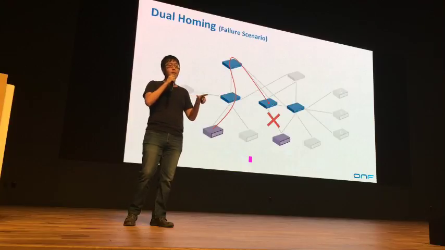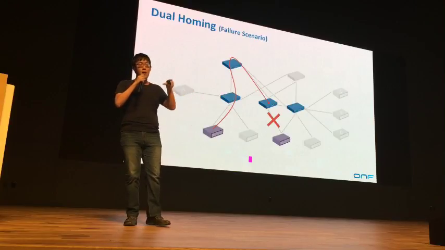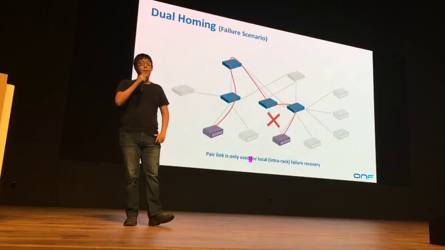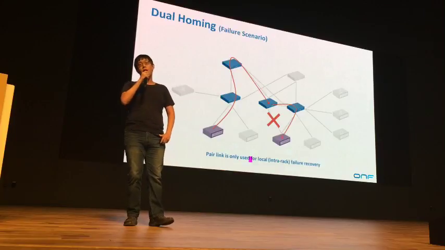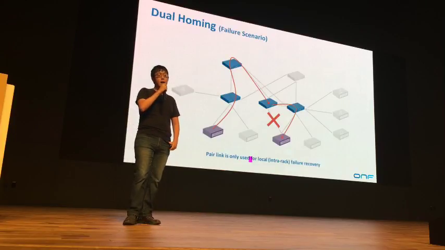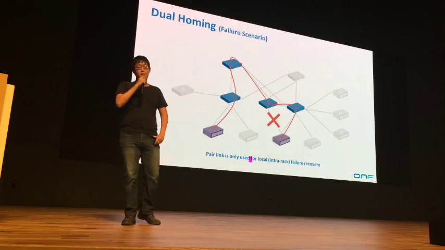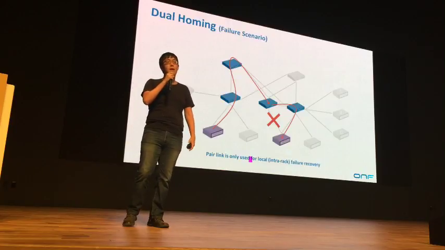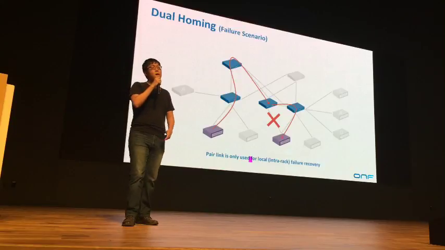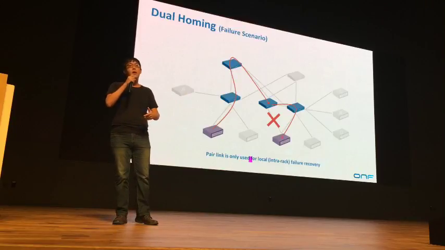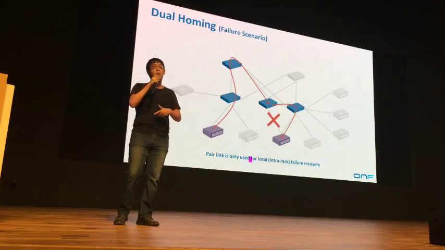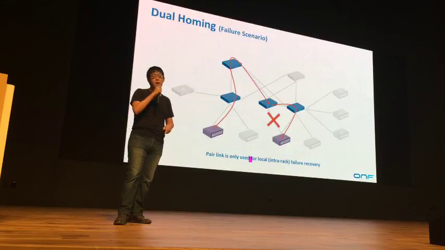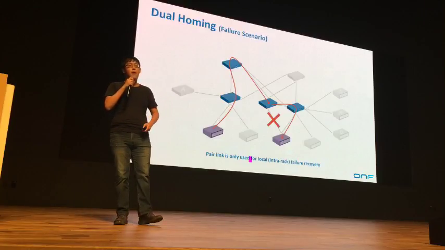Here's when the link between the leaf pair comes into use. We use this link between the leaf pair to redirect the traffic to the other leaf and then further go down to the target host. Note that the pair link is only used when a local failure happens. When I say local, it means an intra-rack failure. If the failure happens between leaf and spine, we will do partial rerouting, but it's just not going to use this pair link. So this pair link is only used to recover from local failure.